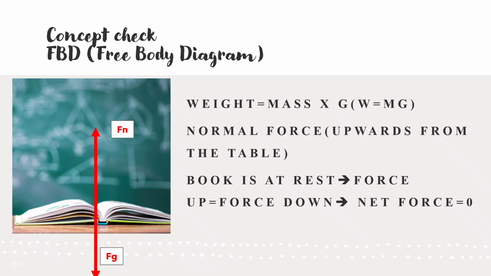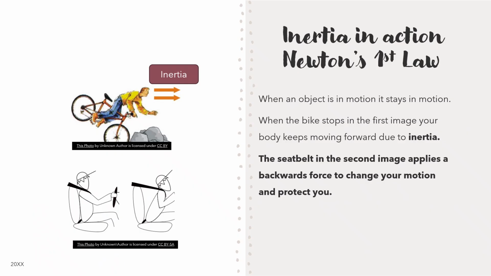The normal force is upward from the table. Since this book is sitting on a table and it's not moving right or left, up or down, we call it the book is at rest. There is an upward force that is equal to the downward force, and the net force, since it's not moving, is going to be equal to zero. The second example here is Newton's first law of motion. This is inertia in action.